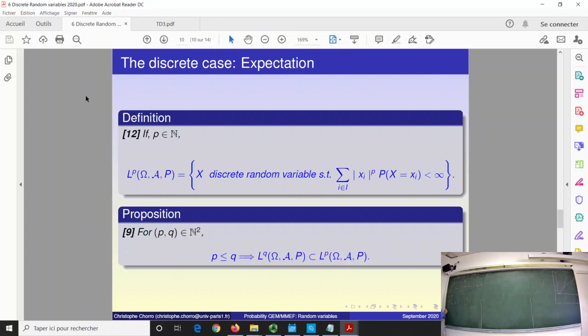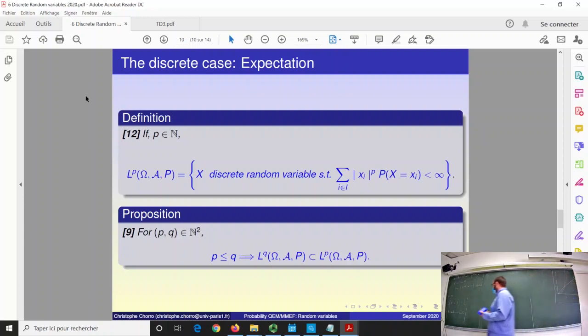And what is this set? It's a set of random variables. So you have inside random variables. It's a set of mappings. So it's the set of X that are discrete random variables. Okay, so I work with discrete random variables. And I want an extra condition to be fulfilled. Okay?